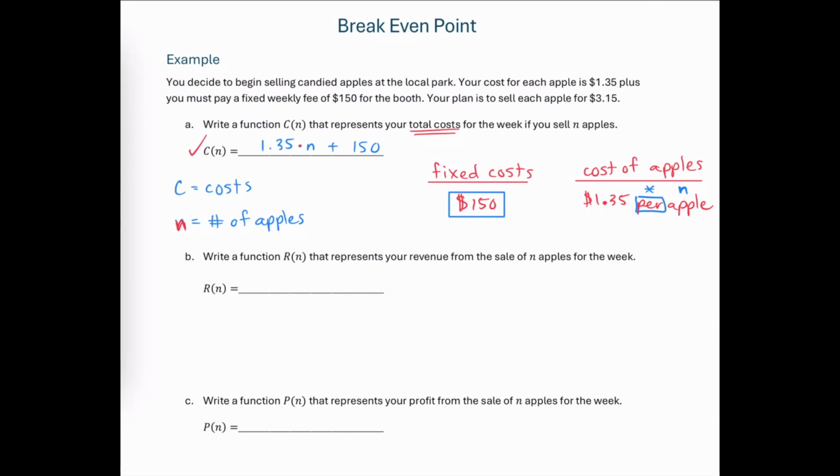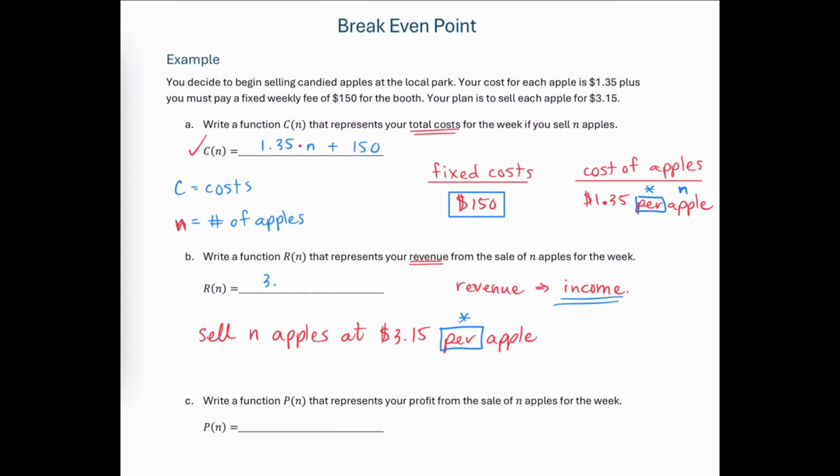Now let's look at a function that represents the revenue from the sale of n apples for the week. Revenue is the same thing as income. It is not profit. Revenue is referring to the amount of money that we take in, and this is measured before any bills are paid. It's simply how much income we have to work with. Well, that depends on how many apples we sell. And if we sell n apples at $3.15 per apple, again, we can think of the word per as meaning multiply, and so our revenue function is going to be $3.15 for every apple that we sell.